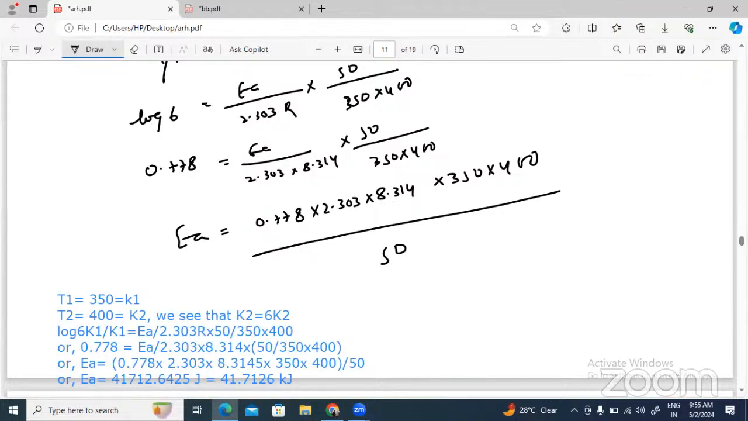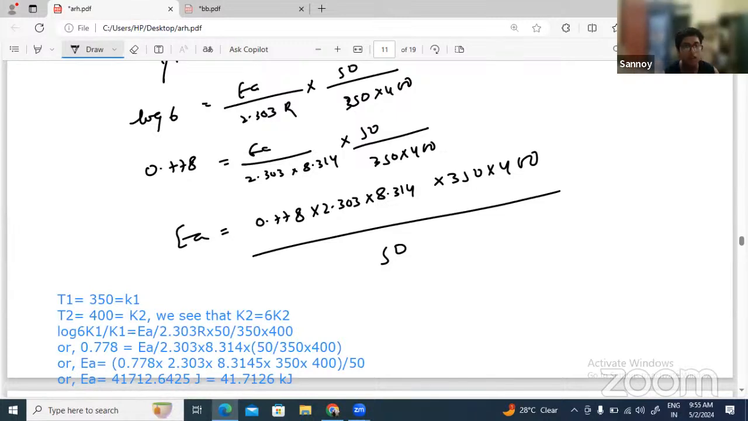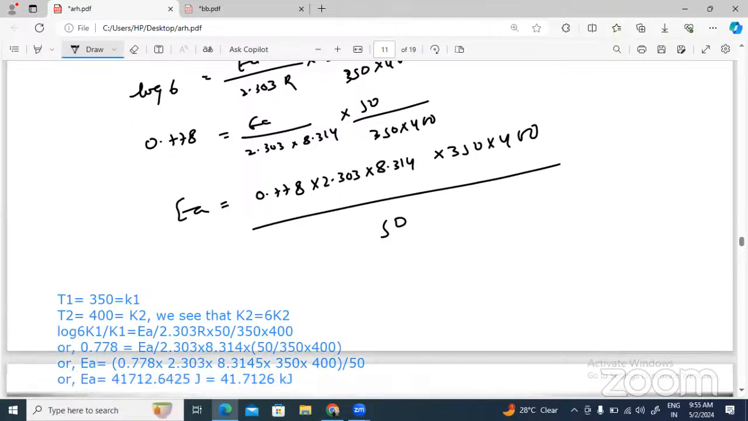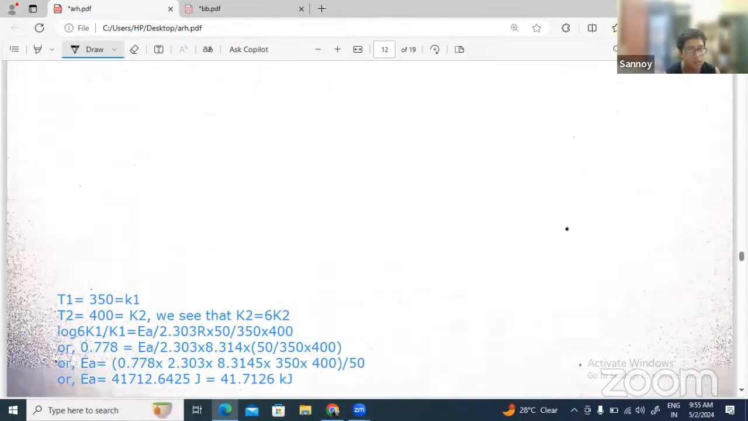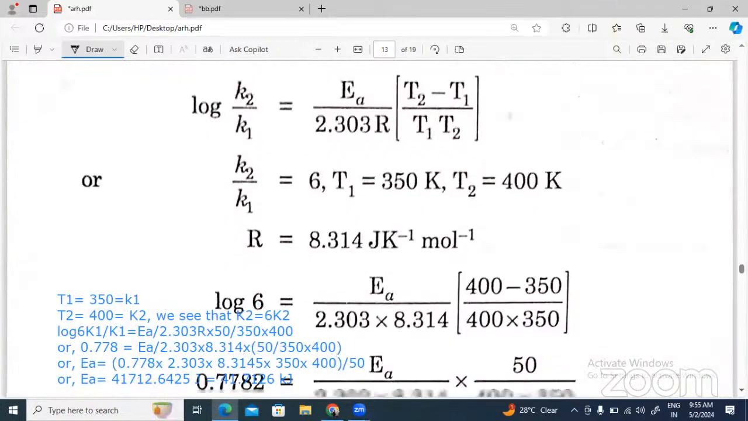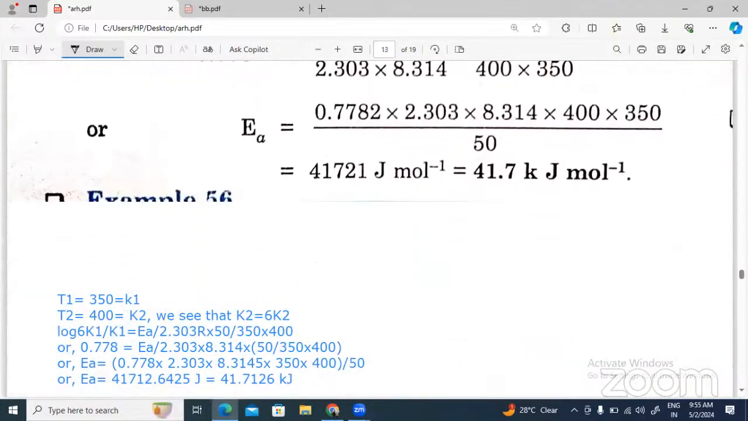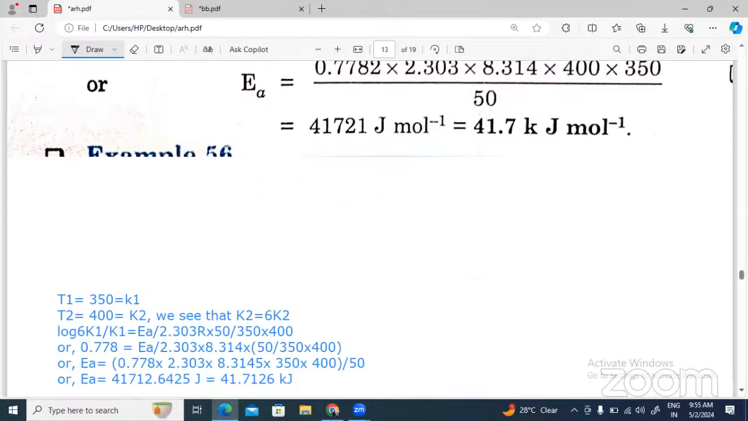Oh my God. How did you do the calculation? Sir, I did it with the calculator, sir. You can please check whether it is correct or not. It is correct only. You can also check. 41.7. Yours is also coming 41.7. 100%, exactly correct. Okay. Thank you.